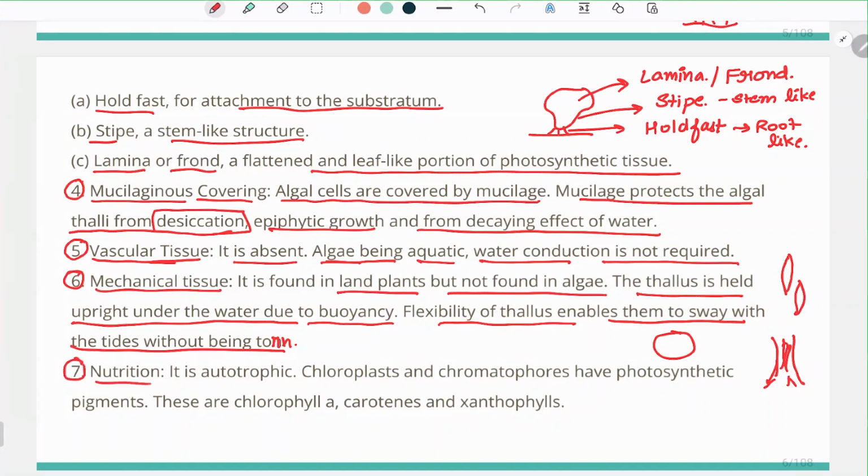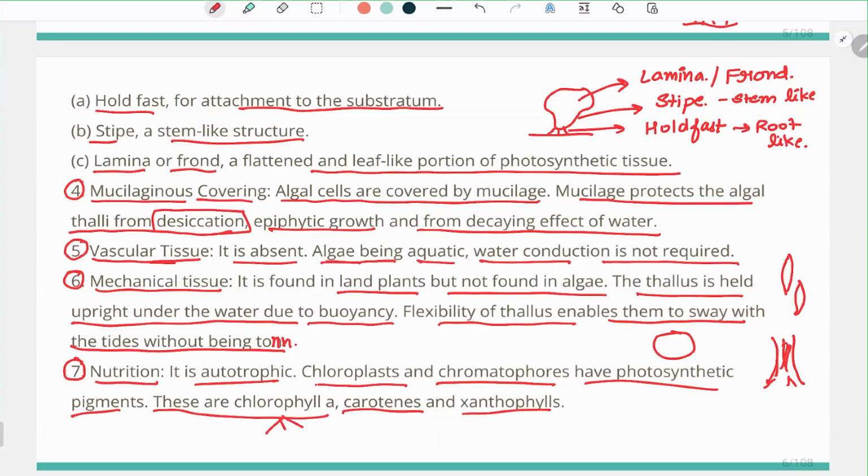Seventh point, nutrition. We know that plants are always autotrophs. Some exceptions are there, but plants are always autotrophs. So it is autotrophic. Chloroplast and chromatophores have photosynthetic pigments. These are chlorophyll A, carotenes, and xanthophylls. We will study other chlorophylls as well when we further study all the other algae.